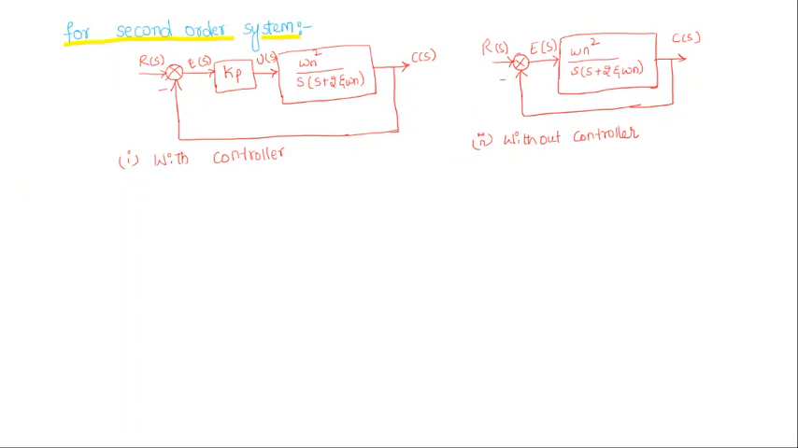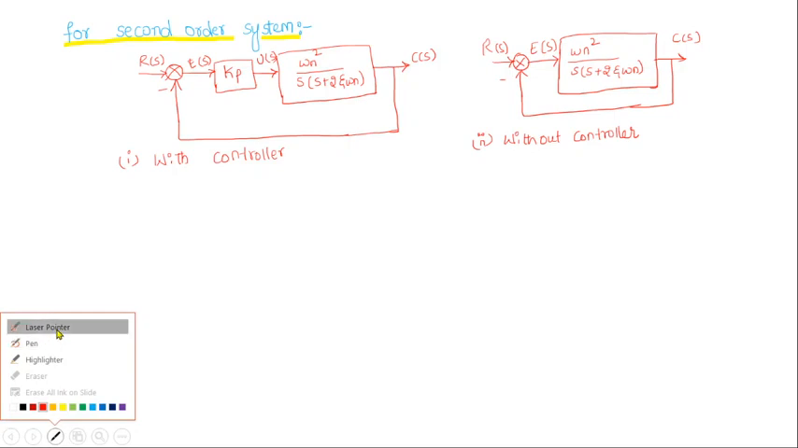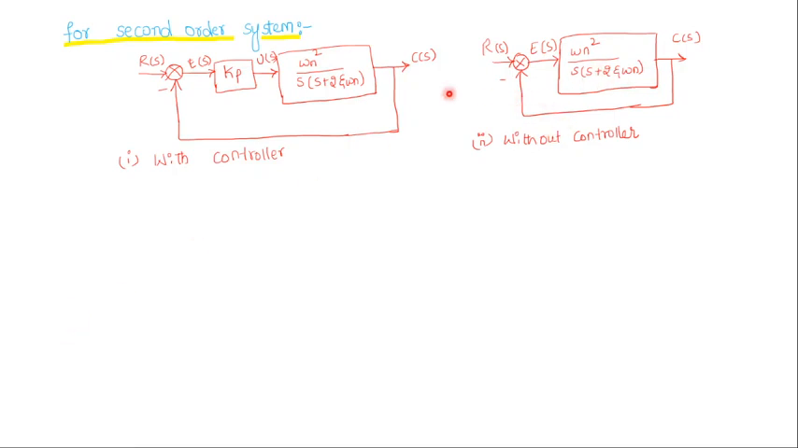Hello everyone. Today we are going to study the effect of proportional controller on the second order system. In order to explain this concept, I am taking the second order system without controller and the second order system with proportional controller. If you take the second order system without controller, the transfer function C of S by R of S becomes omega n square by S square plus 2 zeta omega n S plus omega n square.